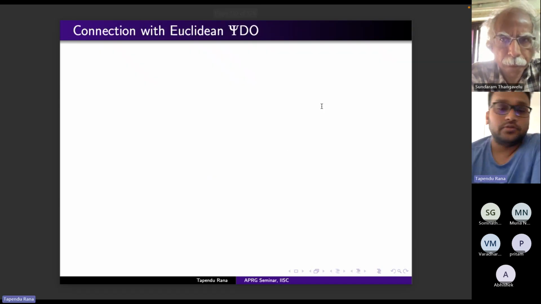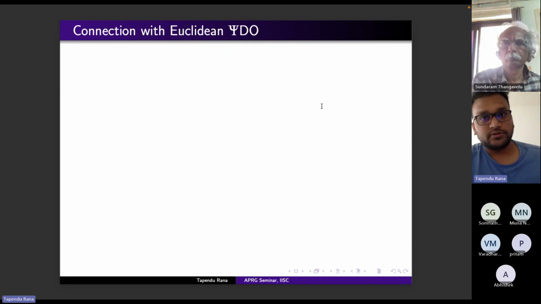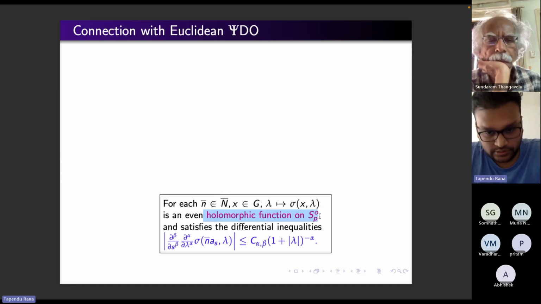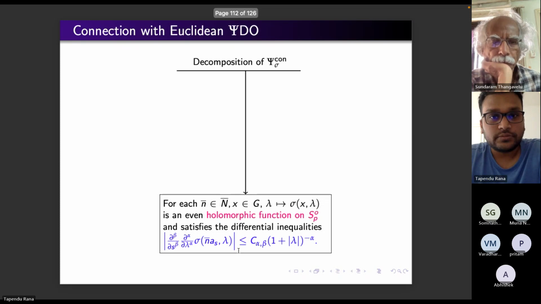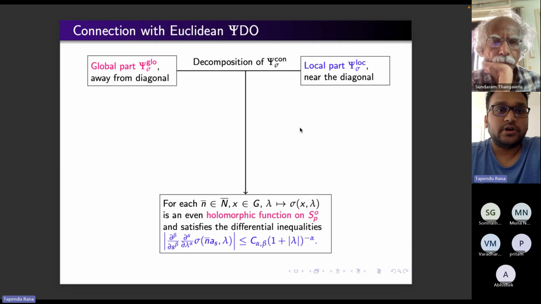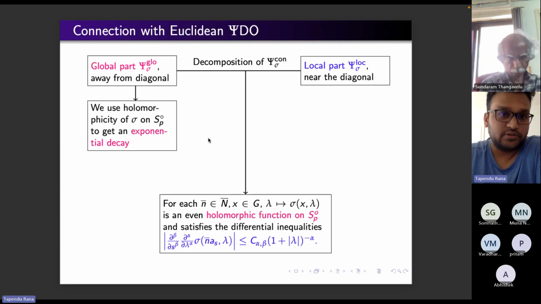Okay. To sum up, the calculation of the continuous part of the Schrödinger-type operator psi sigma is that we started with the symbol satisfying these smoothness inequalities, and then we decompose psi sigma into two parts. One is a local part, psi sigma low, which is supported near the diagonal, and another is the global part, which is supported away from the diagonal. For this part away from the diagonal, we use holomorphicity of sigma in the dual variable on S_p^0 to get an exponential decay.